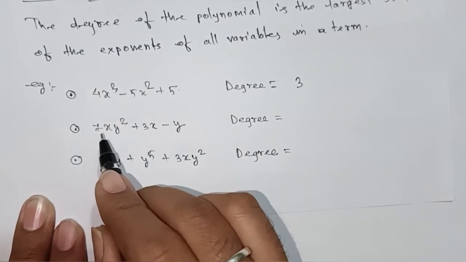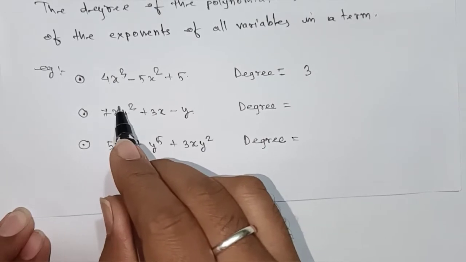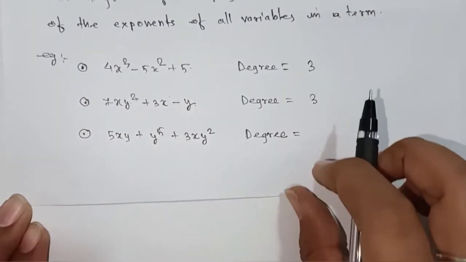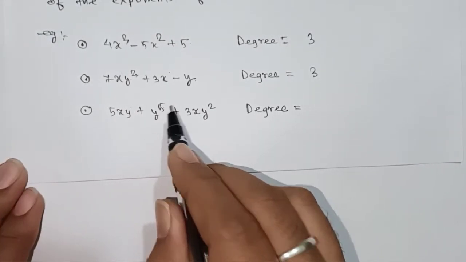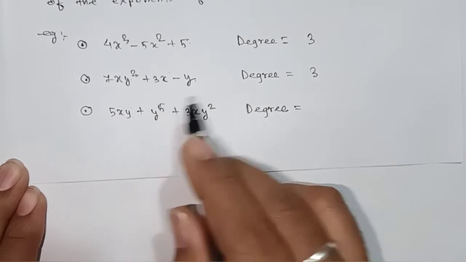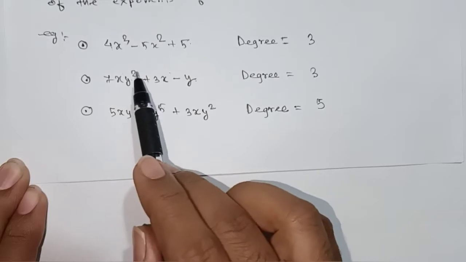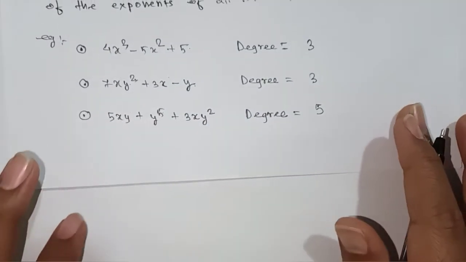Another one: 7x y square plus 3x minus 1. Here if you add the exponents, 1 plus 2 is 3, then 1, 1. So your answer is 3. And in this one, 1 plus 1 is 2, then 5, and here 1 plus 2 is 3. So the highest is 5, so your answer is 5. And all are polynomials. Why? Because here the exponents are what? Non-negative integers. I hope it is clear.